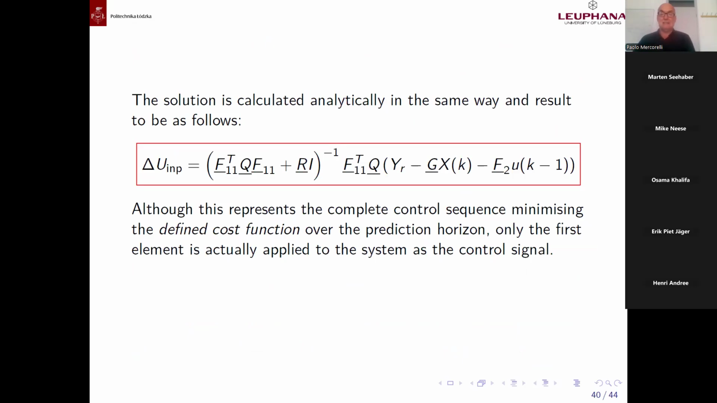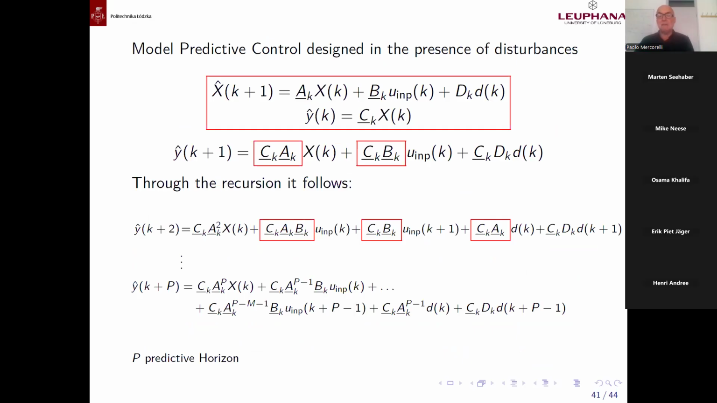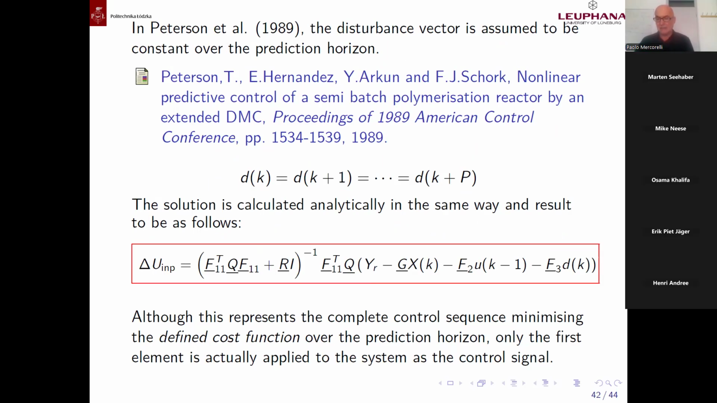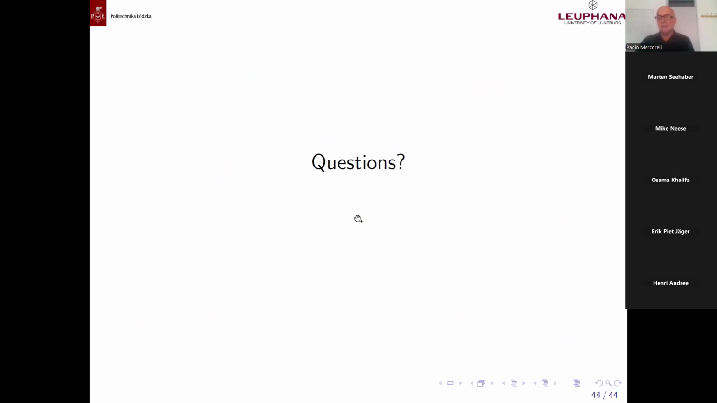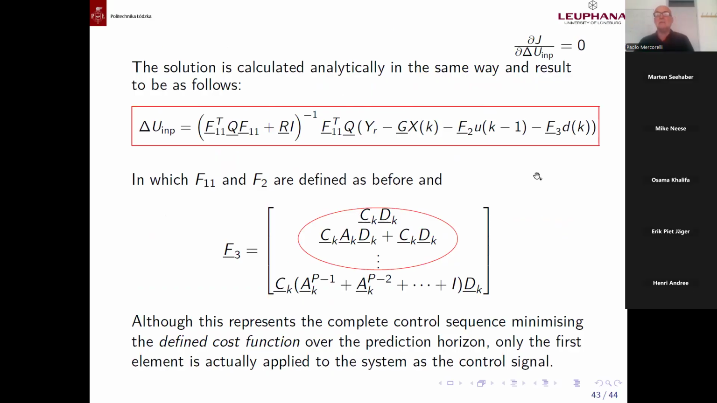We have just added a little bit to the matrix as a difference, of course. At least this F2, if I remember well, let me see. No, F2 is the same, F1 is the same, just the matrix F3, which is new. F1 is defined before, I made a mistake. F3 is new. Of course, if the disturbance is not constant, we don't have the solution, at least not in this easy form.